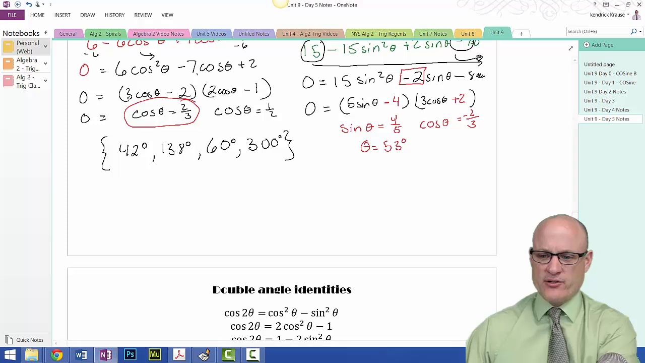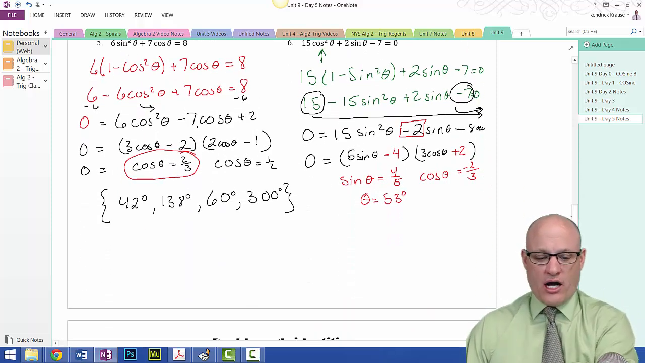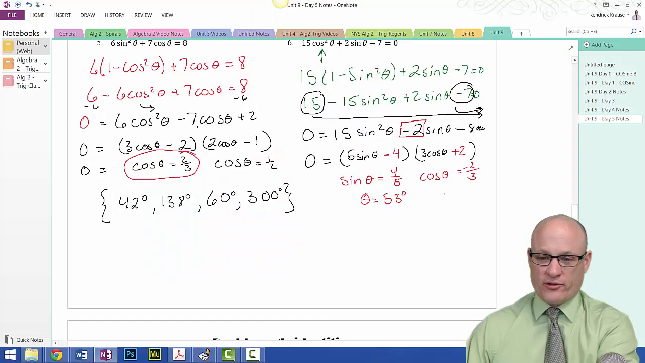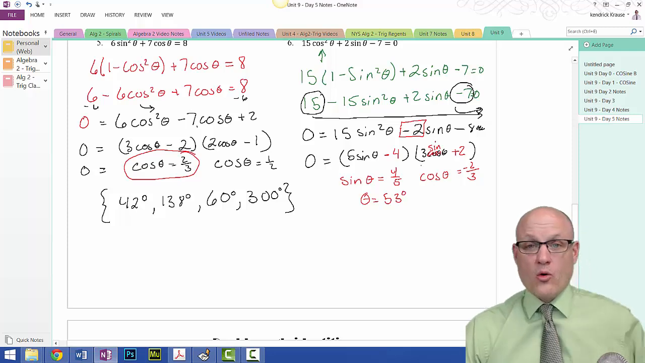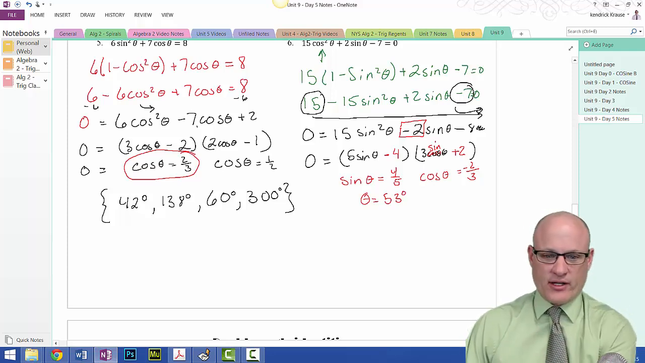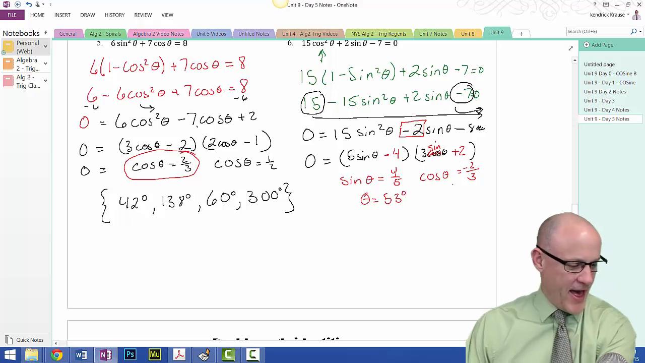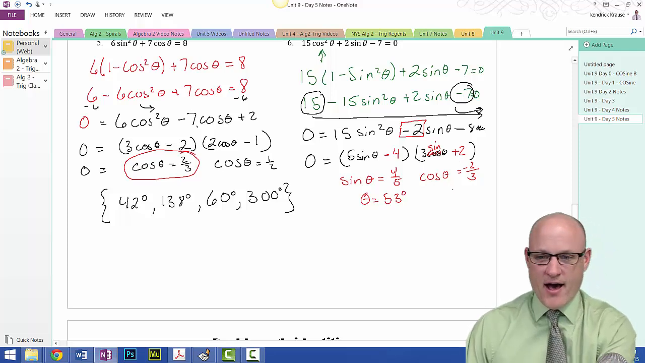Hold on a second. Did I just screw something up here? Oh, I am so embarrassed. It is 42 degrees. Oh, wait. No, this is cosine. Why do I have cosine? This is sine. Oh. Woo. Let's try this again, my kids. I need to go to sleep.